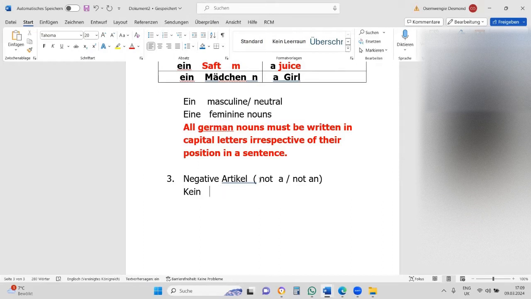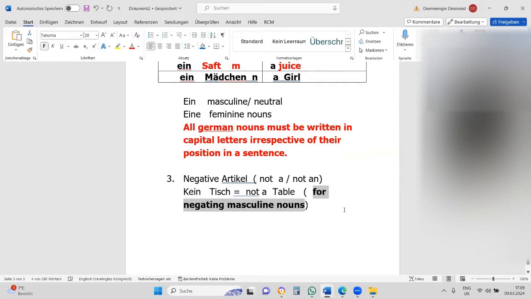Kein Tisch means not a table. And the kein is used for negating what? Masculine nouns. Please don't forget that. Kein is used for negating masculine nouns.